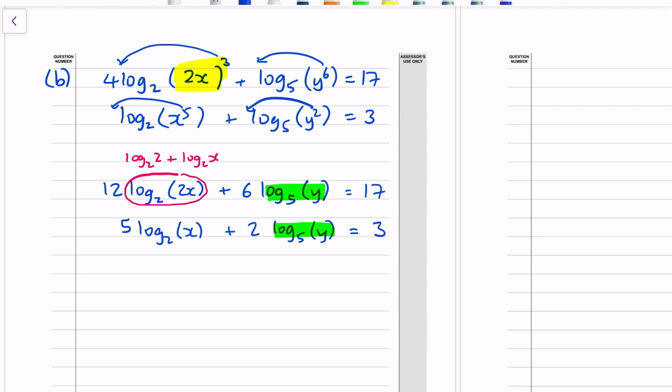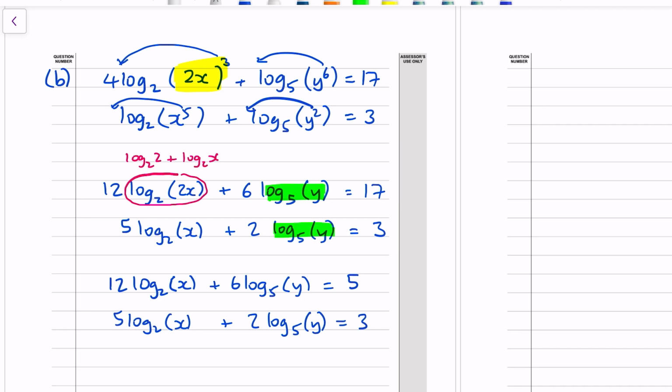Now I'm going to move that 12 to the other side by taking it off the 17. So we end up with 12 log base 2 of, not 2x, sorry, just log base 2 of x, plus 6 log base 5 of y equals 5. And the second equation, I don't need to change it anymore.